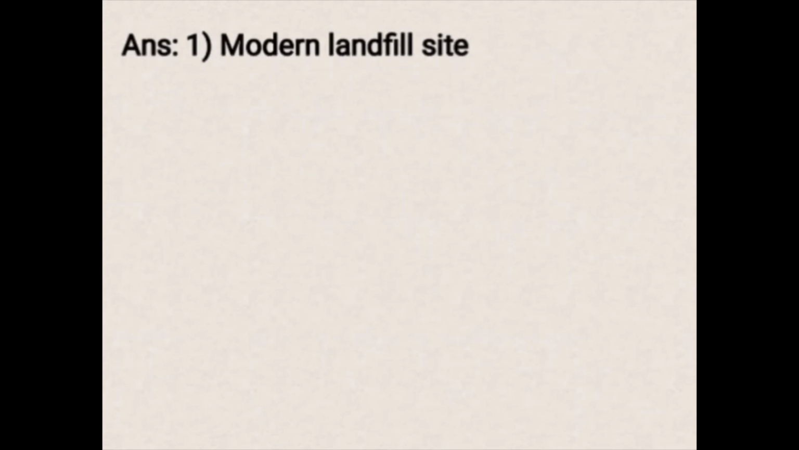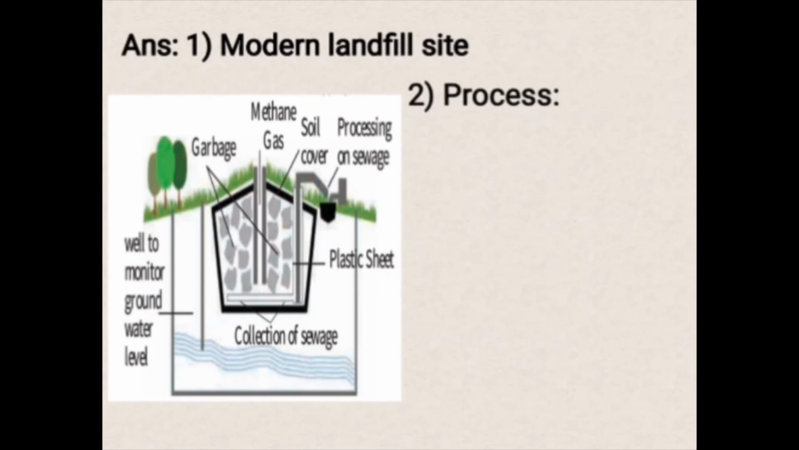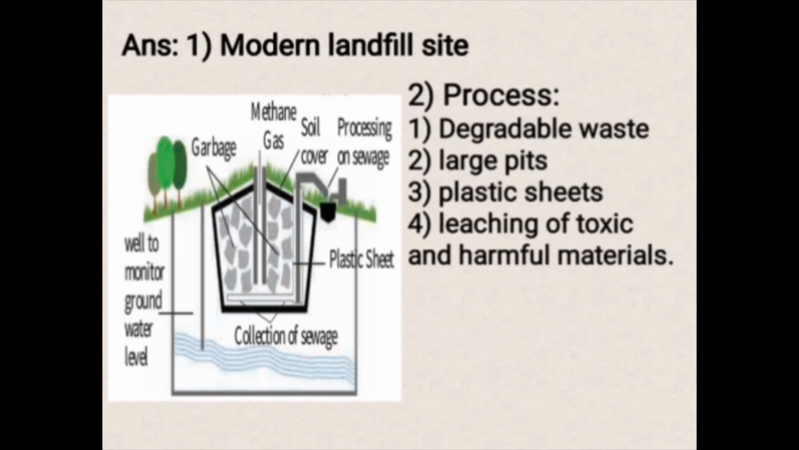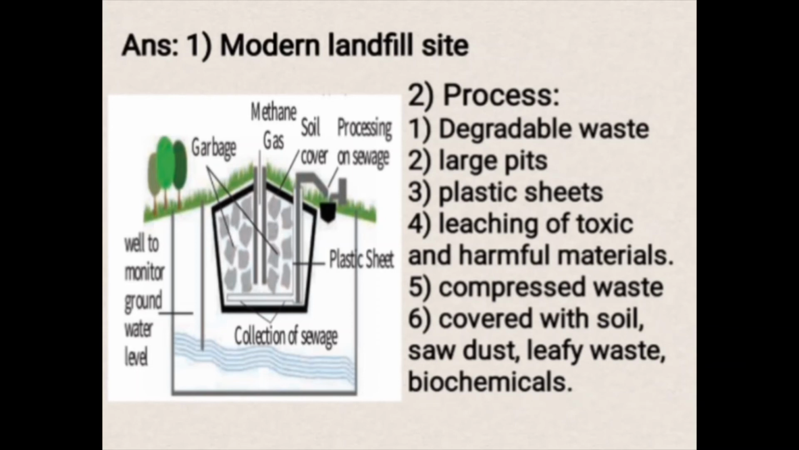This is the diagram of a modern landfill site. Process: Degradable waste accumulated in urban areas is used for this purpose. Large pits are dug in open spaces far away from residential areas. Those pits are lined with plastic sheets as a precaution against pollution of soil due to leaching of toxic and harmful materials. Compressed waste is dumped in the pit. It is covered with layers of soil, sawdust and specific biochemicals. Bioreactors are mixed at some places. Microbes present in soil and other top layers decompose the waste. A completely filled pit is sealed with soil slurry. Best quality compost is formed after a few days. Such landfilling sites can be reused after removal of compost.